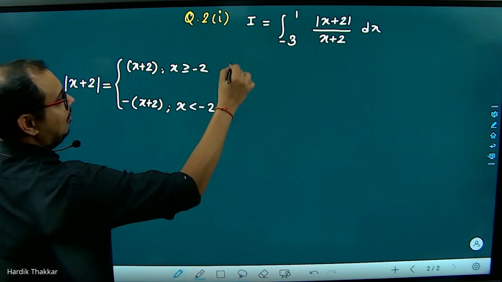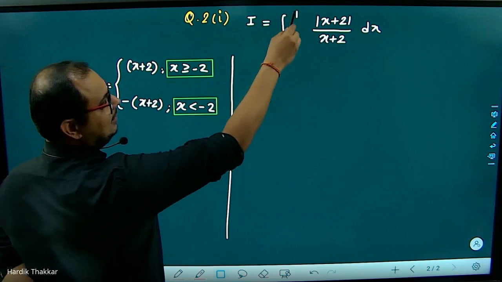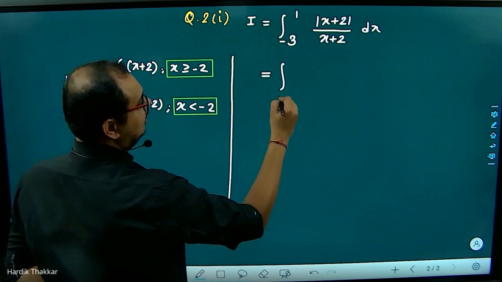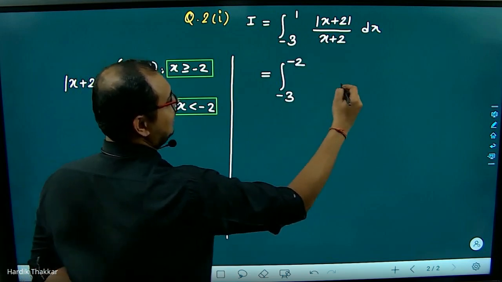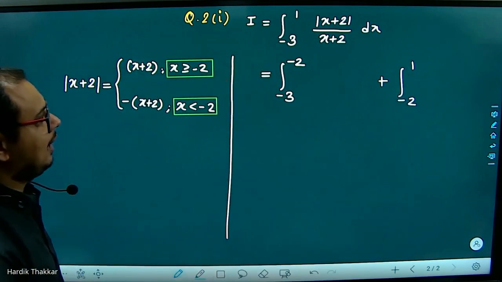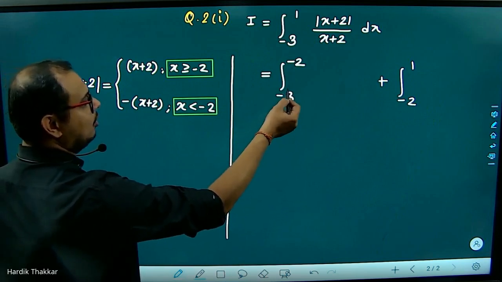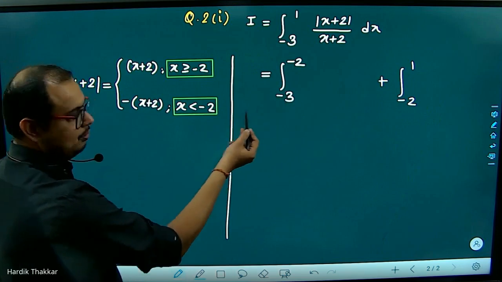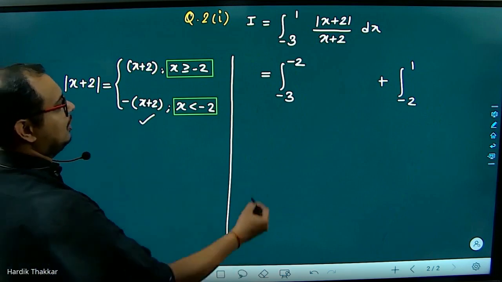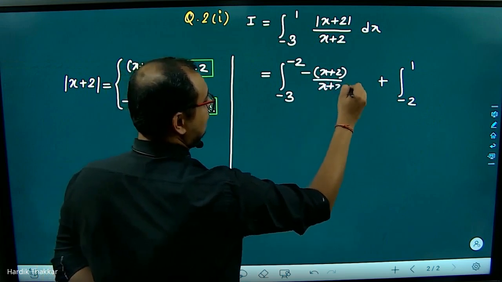Correct? Now, this critical point minus 2 lies between this interval minus 3 to 1. So, we will break this interval in two parts. The first part will be minus 3 to minus 2, and the second part will be minus 2 to plus 1. Correct? Now, for the first interval, that is minus 3 to minus 2, here the values of x are less than minus 2. It means we will put this value of modulus function. So the numerator will be like minus of x plus 2 divided by x plus 2 dx.